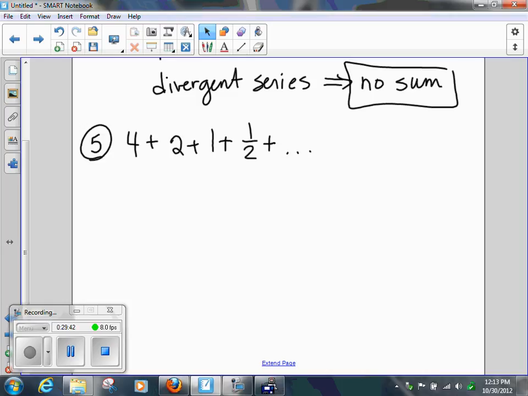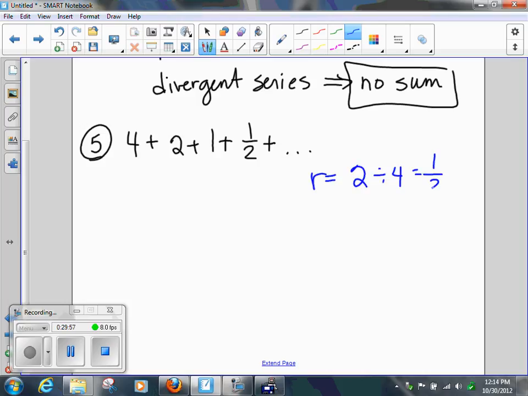You can find the ratio from that series, yes, sir. How do you do that? 2 divided by 4, which is? Aha. So this one you have to find the ratio. And now once we find it, what do we have to do? See if it follows our conditions, right?